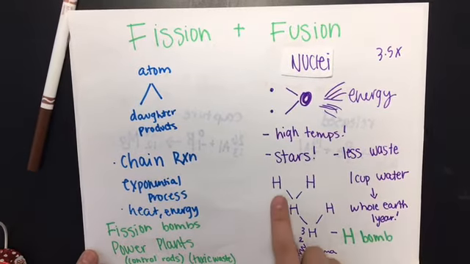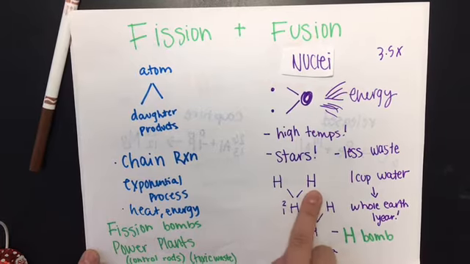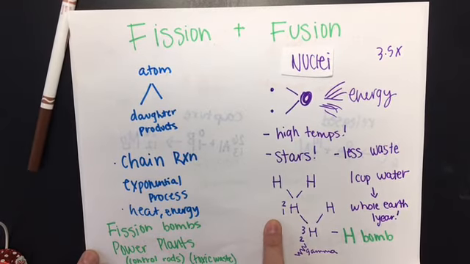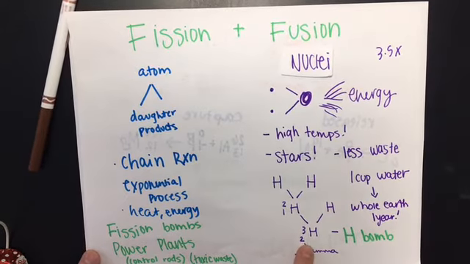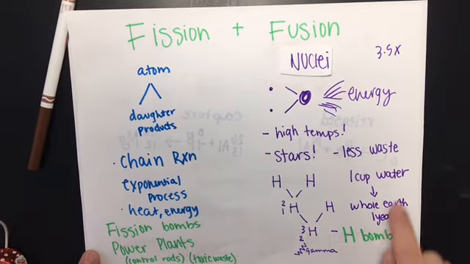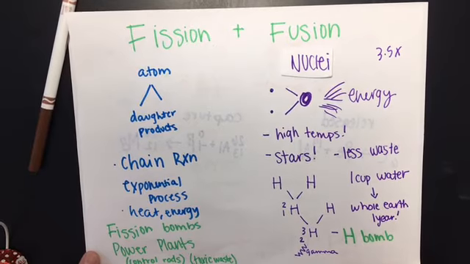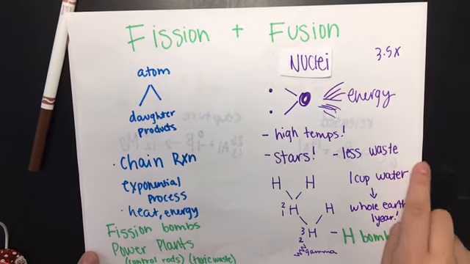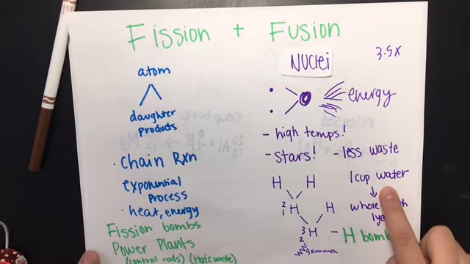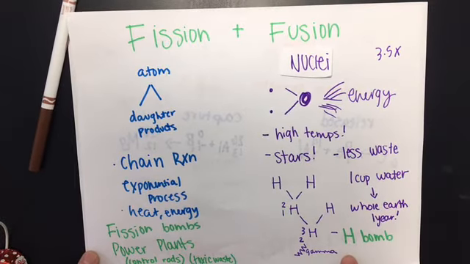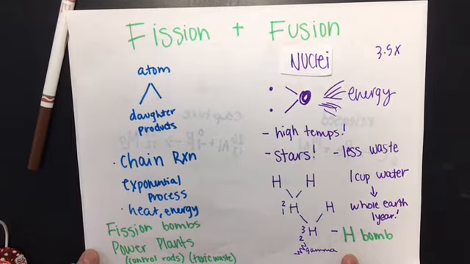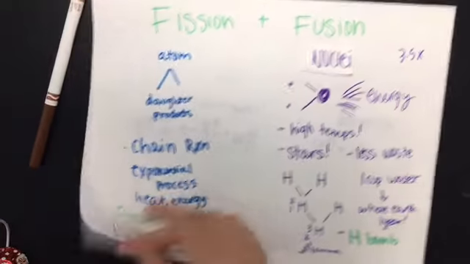And how this works on stars is two hydrogens will combine and make an isotope of hydrogen, and then they'll combine with another hydrogen and make another isotope, and gamma rays will come off, and it creates a lot of energy. In fact, the amount of hydrogen in 1 cup of water could power the whole entire Earth for 1 year. And fusion can also be used in H-bombs, which are really powerful bombs.